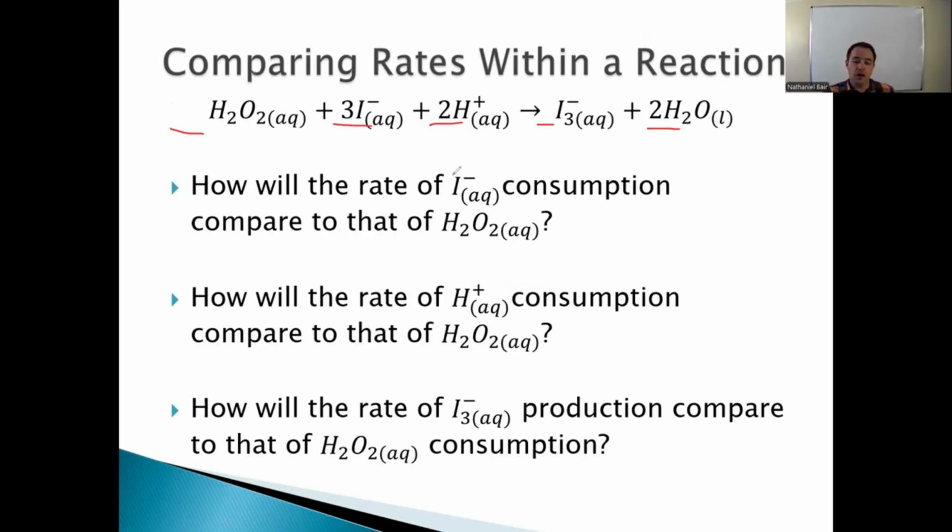For example, how will the rate of the iodide consumption compare to the hydrogen peroxide consumption? So how will the rate that the iodide, this reactant, gets consumed compare to the rate that the hydrogen peroxide gets consumed? And the answer is the iodide is going to go down 3 times as fast as the hydrogen peroxide. So how will the rate of consumption compare? The iodide is going to be 3 times greater. Why is that? Well, it takes 3 iodides to make a hydrogen peroxide.